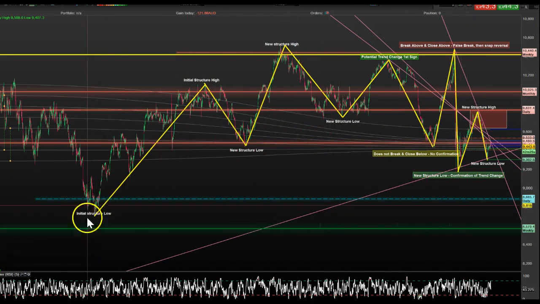Here you go. Looking at this point, you've got the initial structure low, which I've drawn there. The market comes in, puts in an initial structure high and a new structure low, and then comes in and puts in a new structure high, higher than this high. Then it puts in another new structure low, and we come back up, but we don't put in a new structure high. We put in a lower high. At this point, this is indicating a potential trend change.